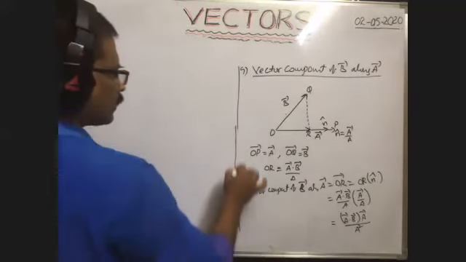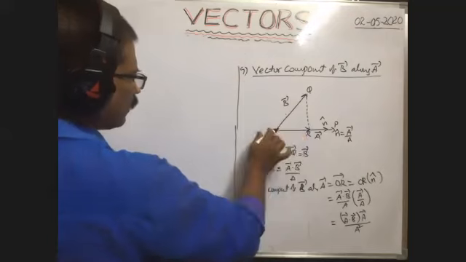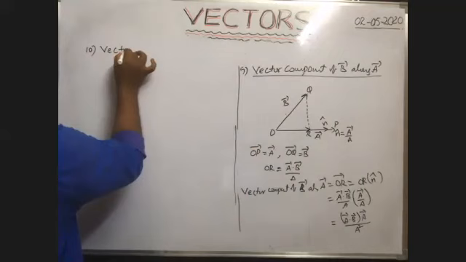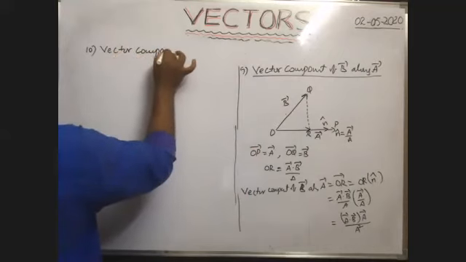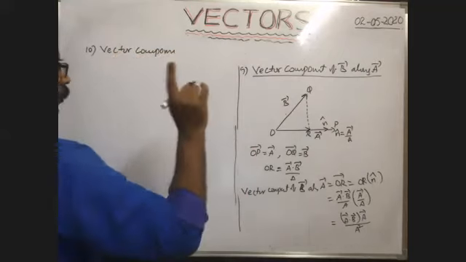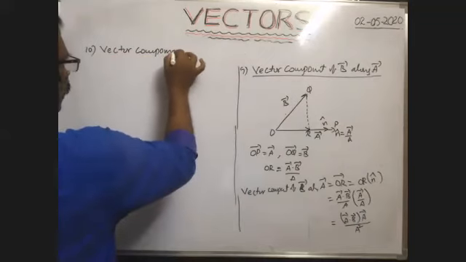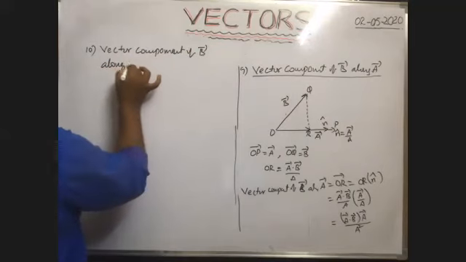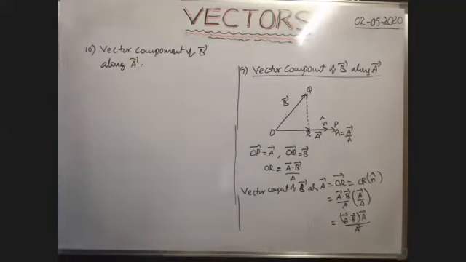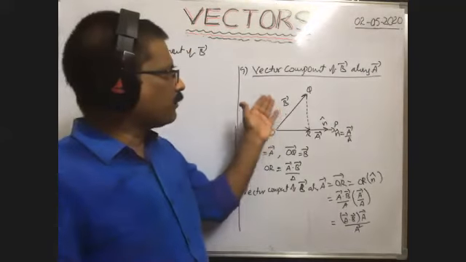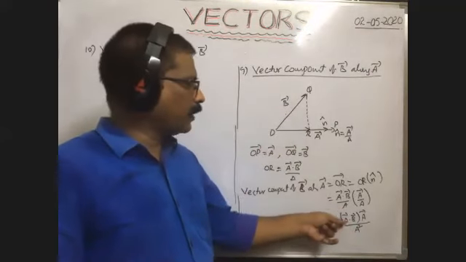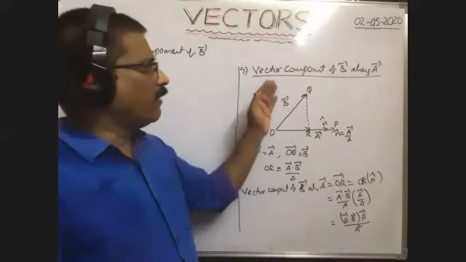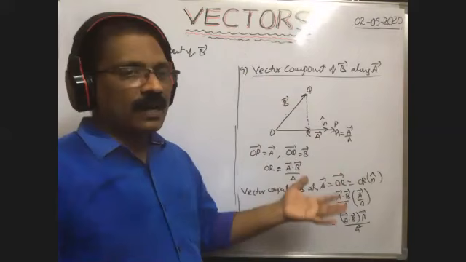So far we obtained the scalar component of B bar along A bar, and the vector component of B bar along A bar. Now, most important, definitely one question will be asked based on this. Suppose if they ask the vector component of A bar along B bar, then A bar dot B bar into B bar by B square we have to write.